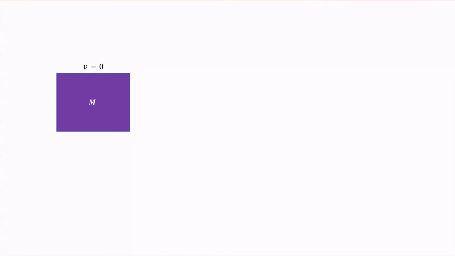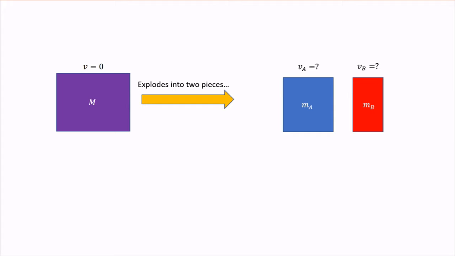Let's show what this means with an example. Imagine we have an object that is just sitting still. Suddenly it explodes into two separate pieces, and those pieces go flying. Mechanical energy is definitely not conserved. The object started off not moving, so there was zero kinetic energy. After the explosion, the two pieces start moving, so now there is kinetic energy.